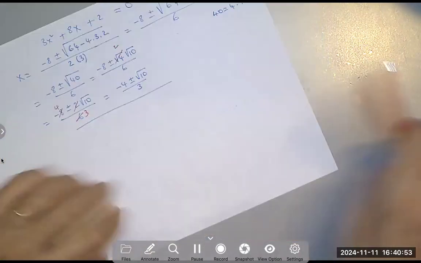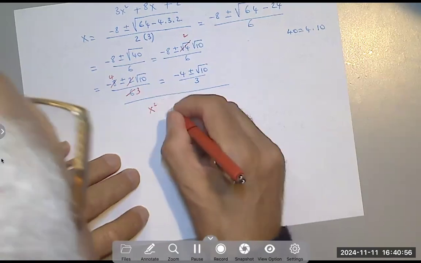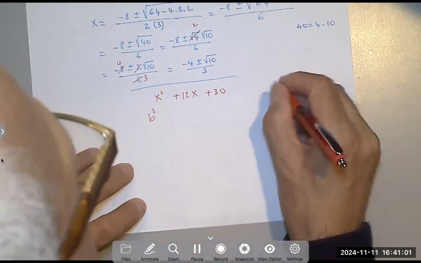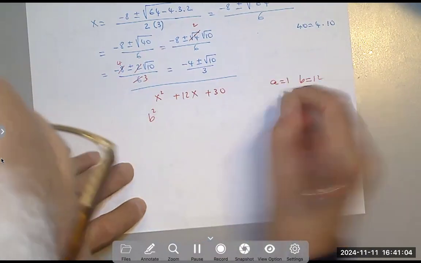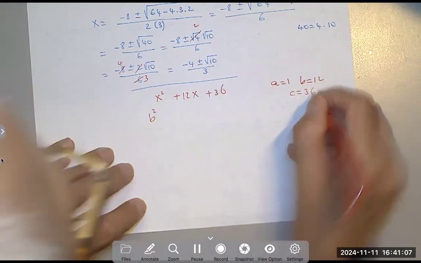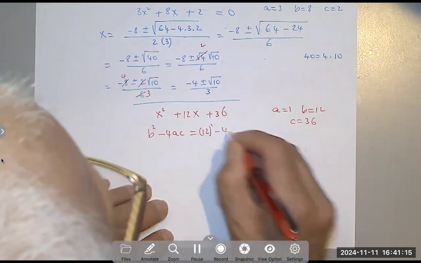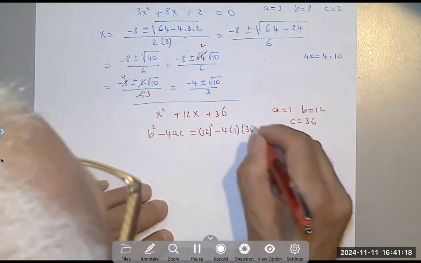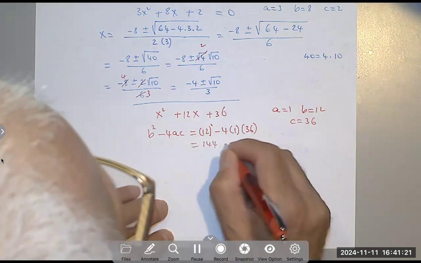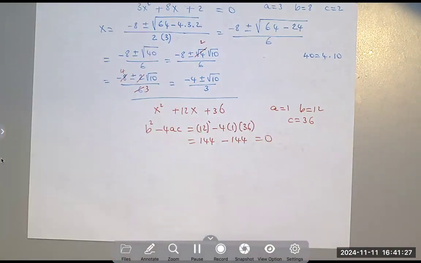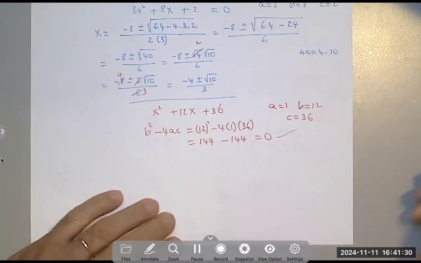Okay, so in this case, by the way, we had x squared plus 12x plus 36. So A is 1, B is 12, C is 36. I say, what is B squared minus 4AC? I'm going to use my calculator and say B squared minus 4 times 1 times 36. I get 144 minus 144 equals 0. Because it's 0, I know I have the double answer. And I can use the factoring method.